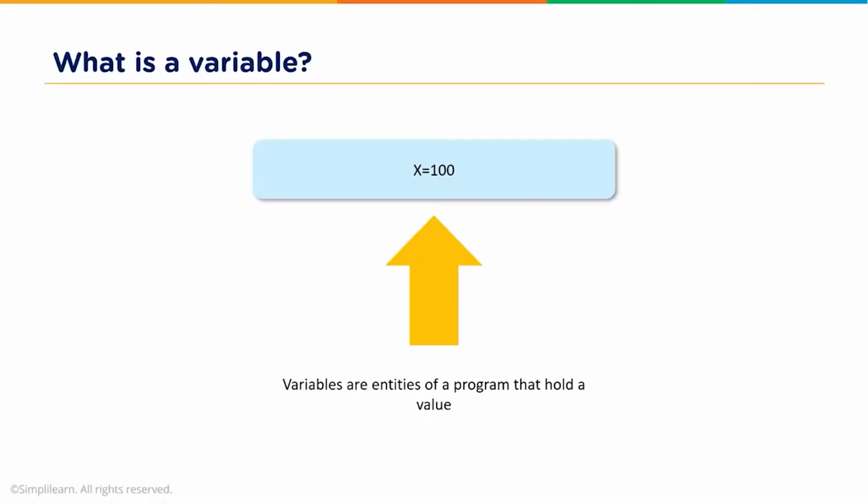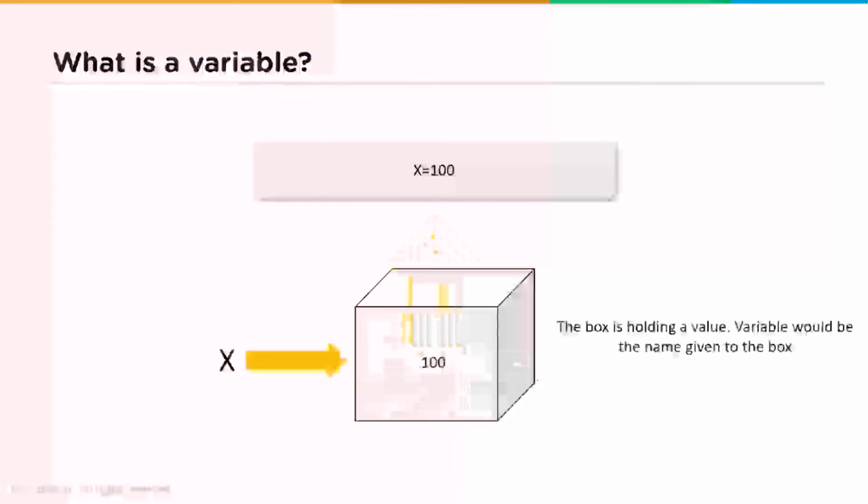So here's a very simple statement, x equal to 100. A variable's definition is basically an entity of a program that holds a value. In this case, x would be our variable and 100 would be the value it holds. To better visualize this statement, let's consider a box. If this box holds a value, say 100, then the name we give to this box, which in our case is x, would be the variable name. And 100, that is the content within the box or within the variable, would be the value of the variable.